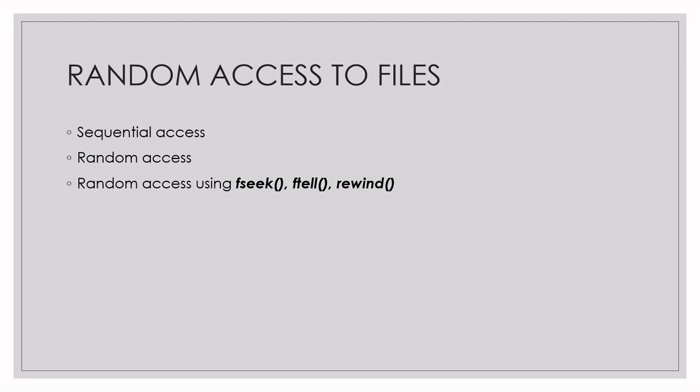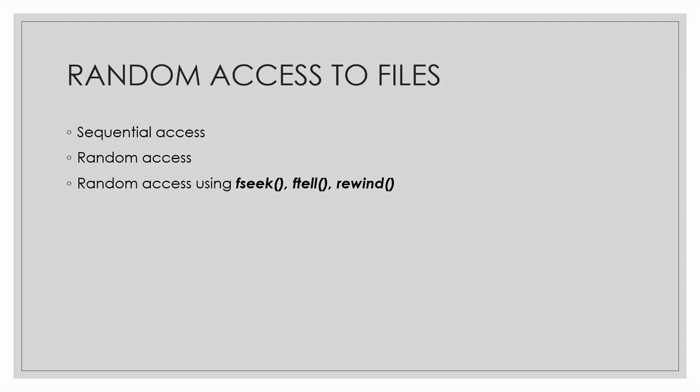In the last classes, we discussed getc, putc, then we learned the fread function, fwrite function, then fgets, fputs. In all these cases, only sequential access is happening. But what about random access? We know the word random. Random means we should be allowed to randomly access a file.